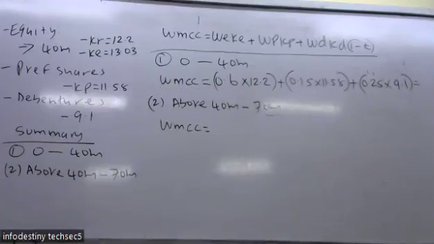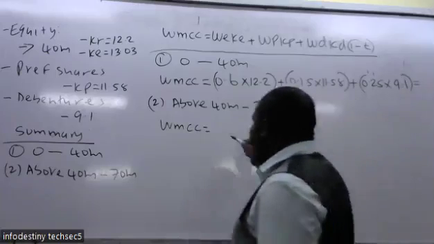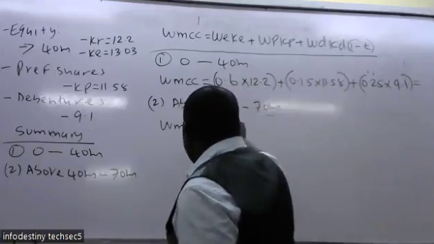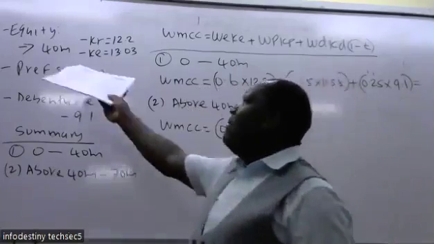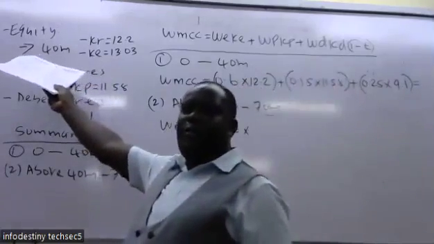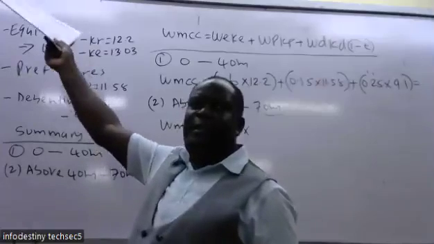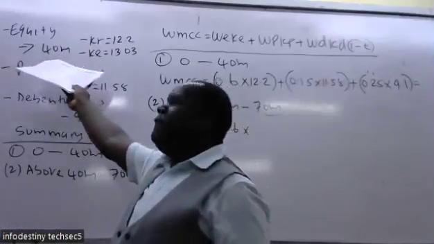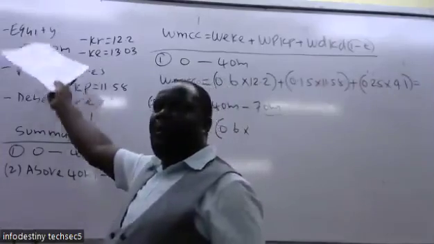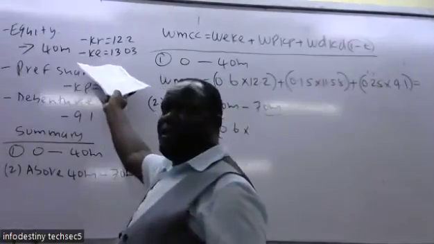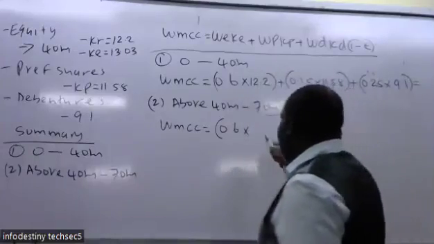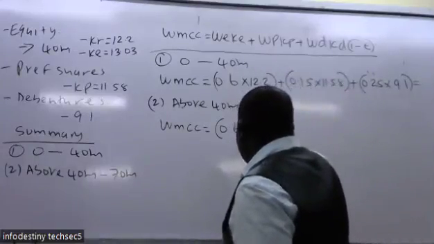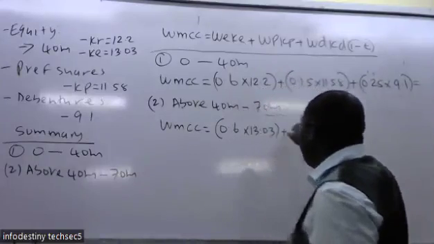So for the WMCC for this one, the proportion for equity still remains 0.6. Then you come back under equity. You see 40 million and below was the retained earnings. But now we are above 40. So when you go above 40, change to the ordinary shares, which is 13.03. So this one with equity will be 13.03.